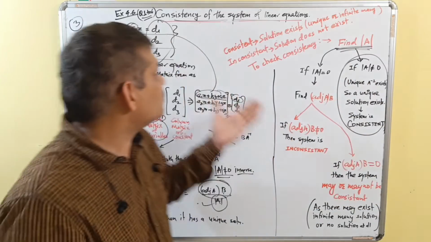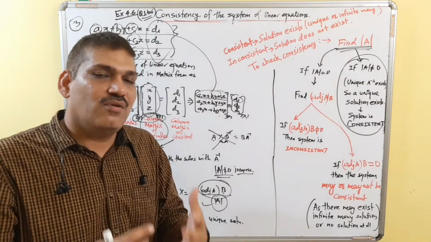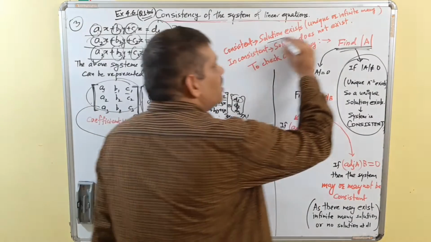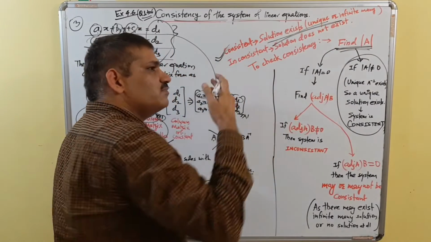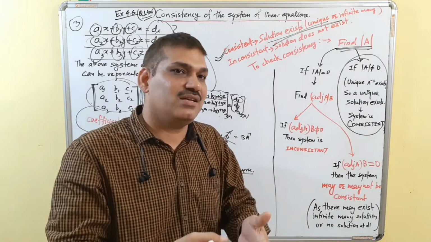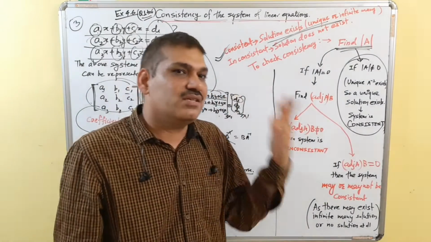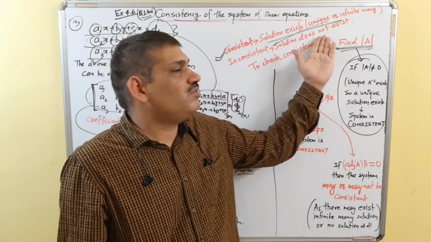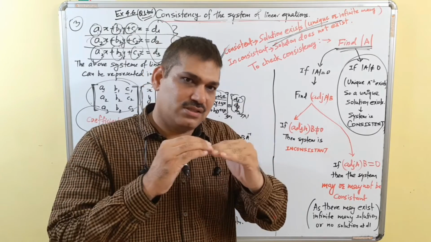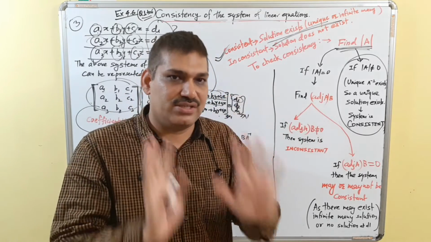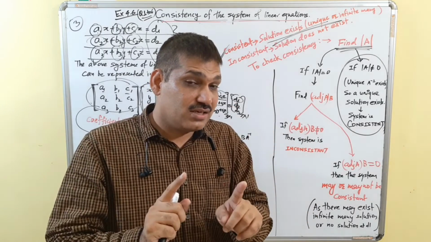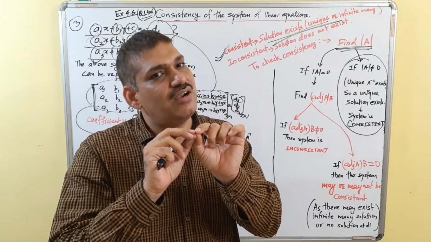But in the first 6 questions of exercise 4.6, we are to check whether the system is consistent or not. Consistent means the solution exists. If the given system has a solution, meaning there are values of x, y, z which satisfy all the given equations simultaneously, then the system is said to be consistent. If there is no solution, then it is inconsistent. Consistent means the solution exists, whether a unique solution or infinitely many solutions. Inconsistent means the solution does not exist.